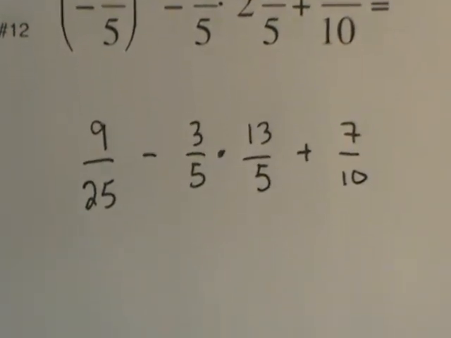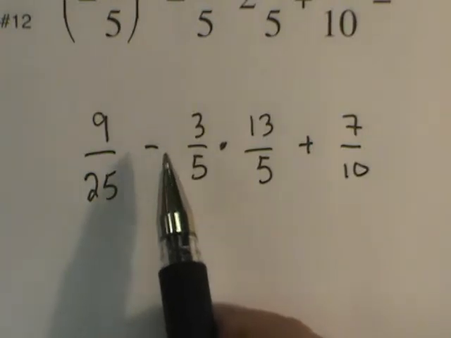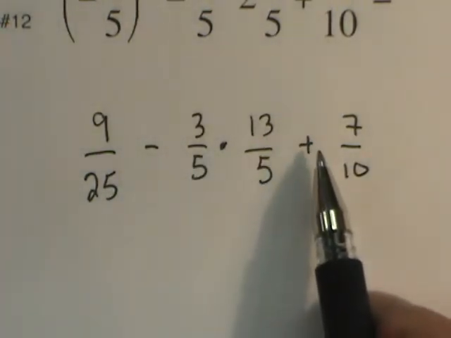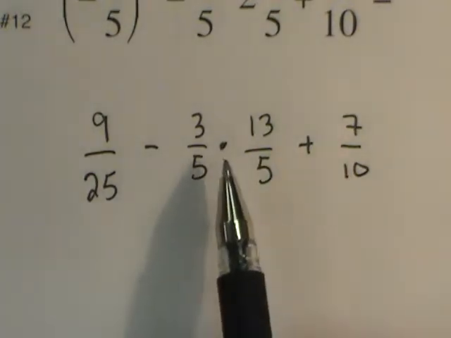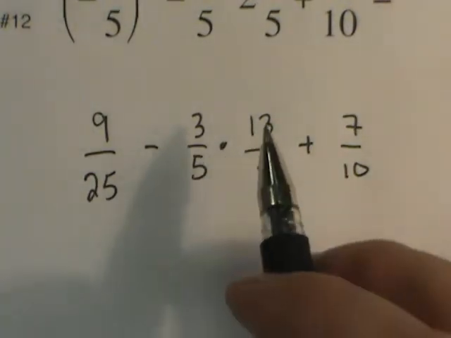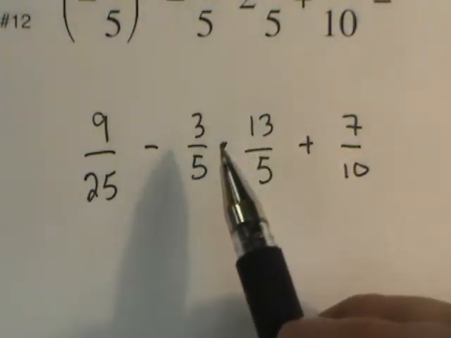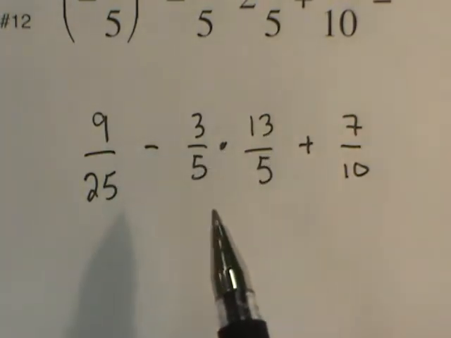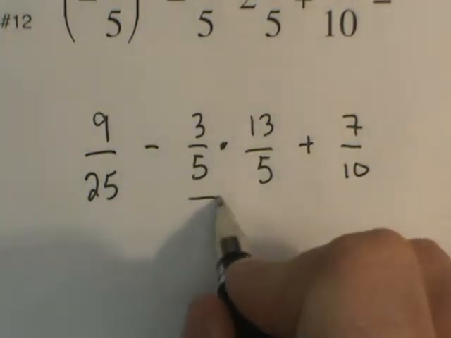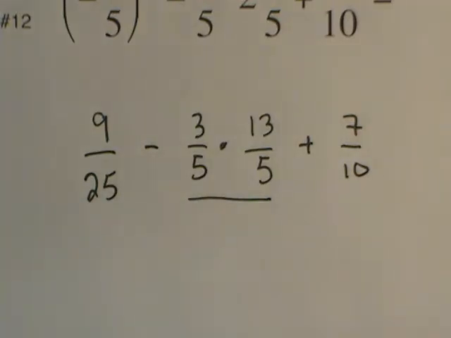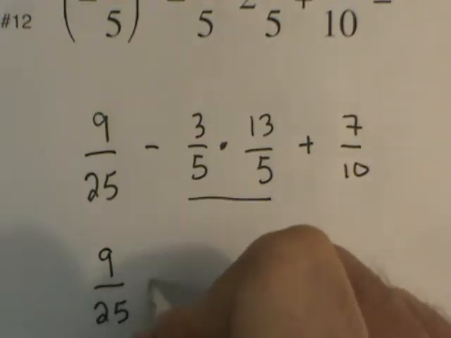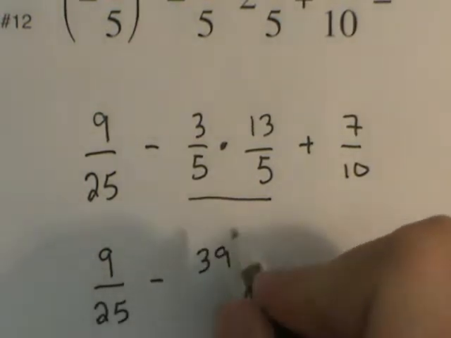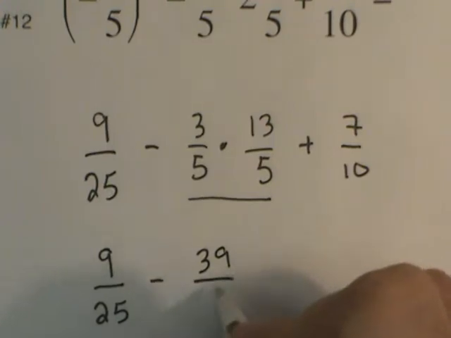Now my next operation is to either do subtraction, multiplication, or addition. Following order of operations, you must do the multiplication. For most of our problems, we've been looking at those opportunities to cancel or reduce. Here is an example where that's not the case. You actually have to multiply top with top and bottom with bottom. So on the next line, I can call this 9/25 minus 39. 3 times 13 is 39.